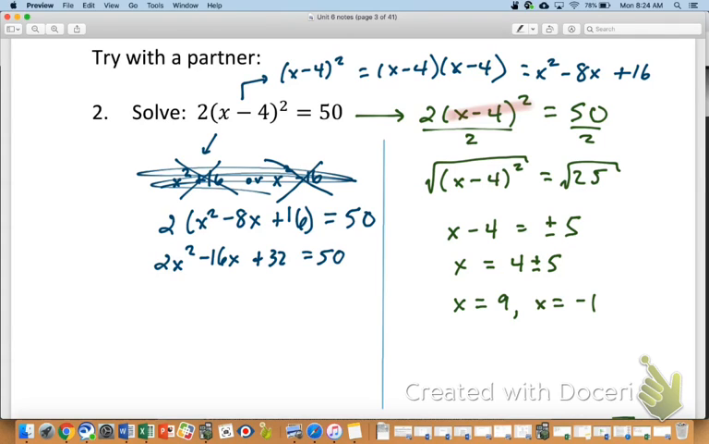And then if I was going to keep doing the blue thing, wouldn't I have to subtract the 50 over to get to equal 0? So if I did that, I'd get 2x squared minus 16x minus 18 equals 0. And if I was just so determined to use factoring, I could actually use it here. What's the common factor? 2. All right, so 2 gets factored out.